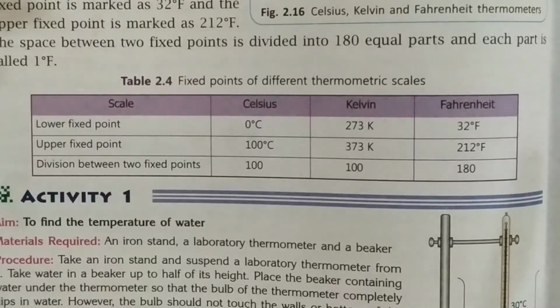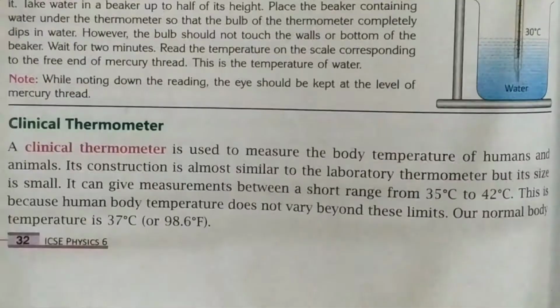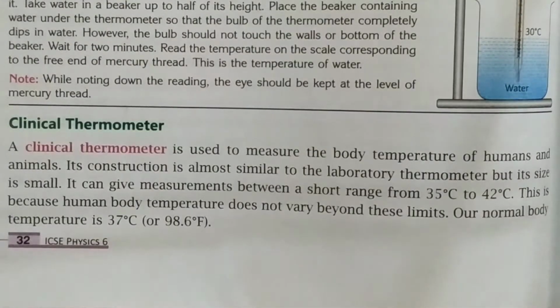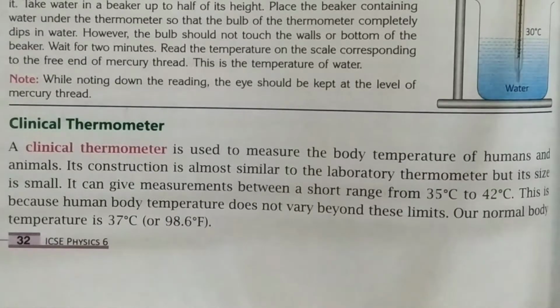Let us start with the clinical thermometer topic. So what is a clinical thermometer? An instrument used to measure body temperature of humans and animals. And the range of temperature given on the thermometer is 35 degrees Celsius to 42 degrees Celsius.